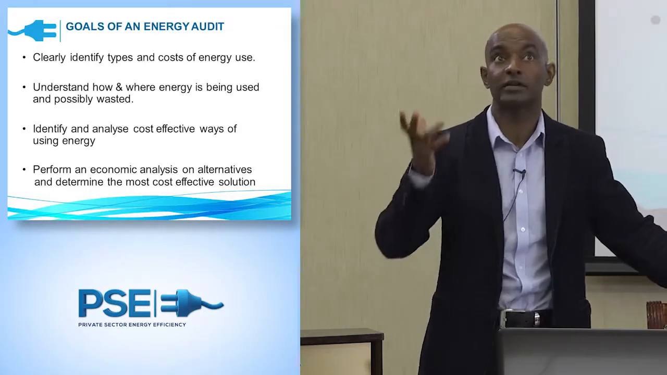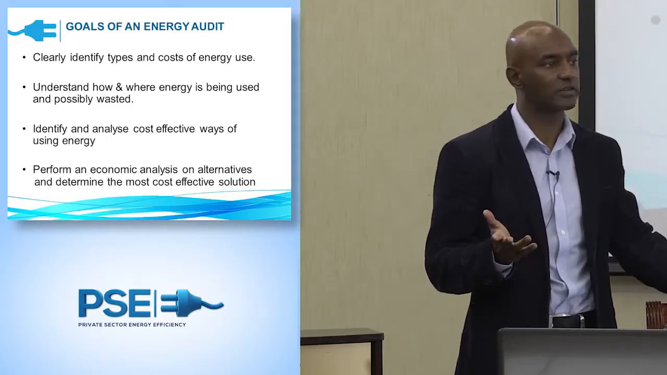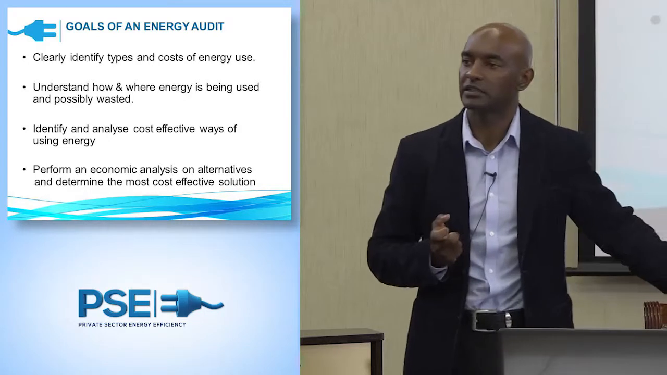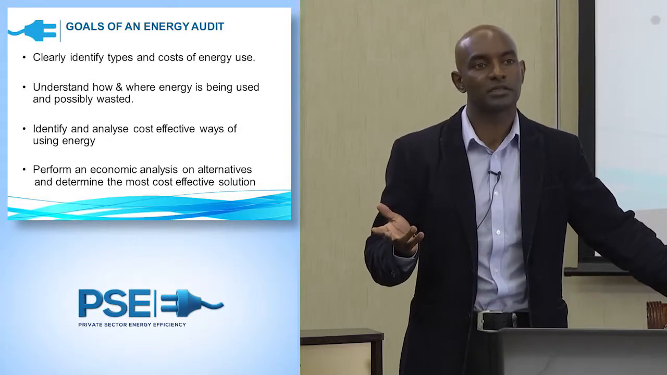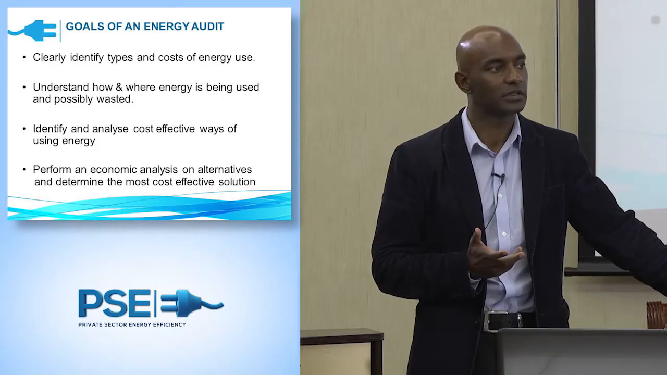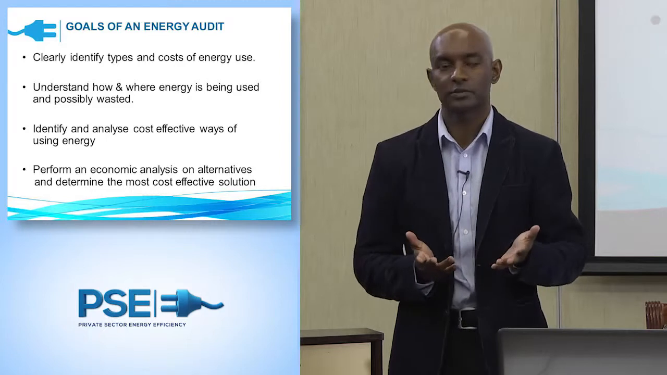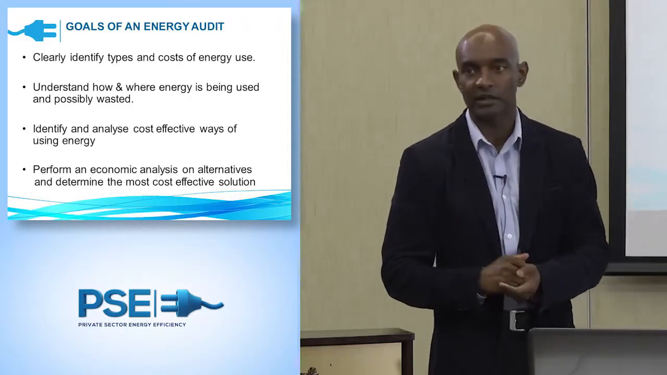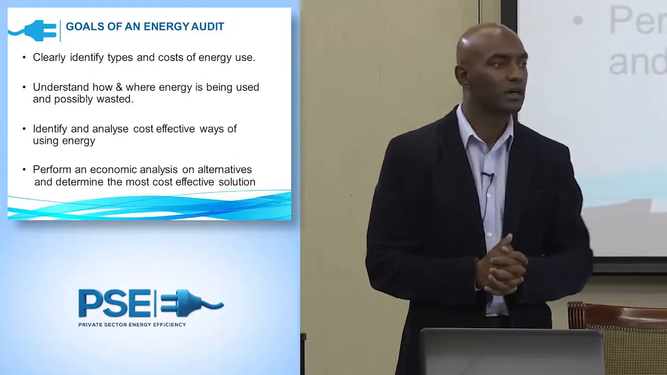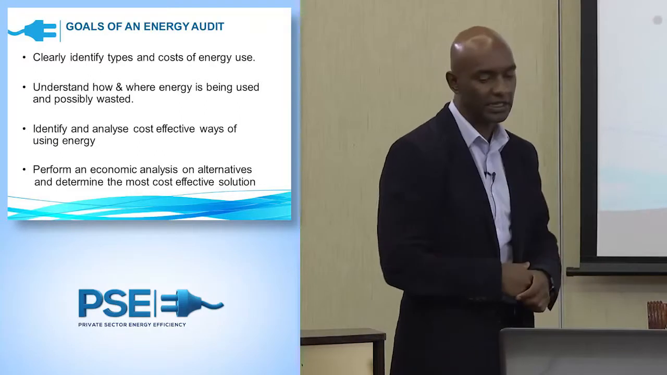The same with lighting. If I come to this room and do an audit and I say I need 500 lux in this room because that's the amount of light I need according to OSHAC, for example, and now I measure and I get 800 lux, it means I've got too much light, isn't it? So you need to match the usage to your requirement always. That's the easiest way to identify waste. And then once you've done that, you identify and analyze cost-effective ways of utilizing that energy. And then the last part is doing an economic evaluation.